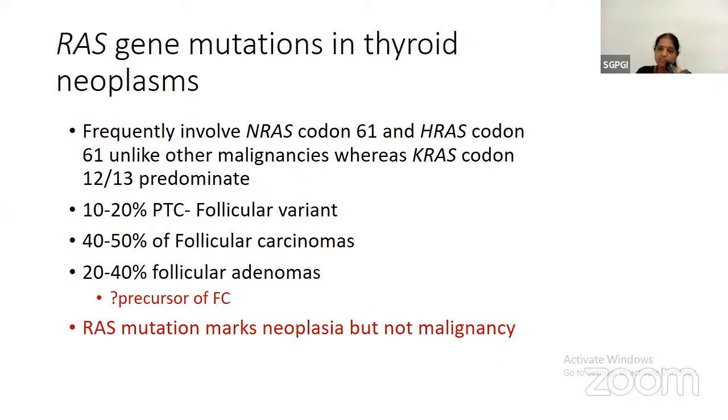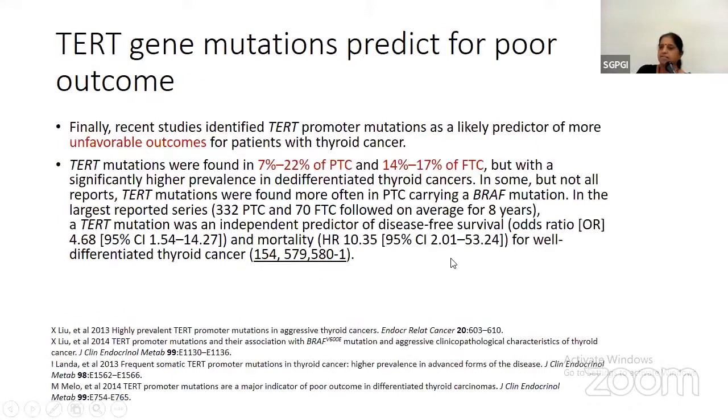As far as RAS gene mutations are concerned, these are the percentages, but remember that RAS mutation comes up in both adenomas and carcinomas. It marks neoplasia, but not malignancy. As far as TERT gene mutations are concerned, we discussed this yesterday in the panel discussion. TERT mutations are always associated with unfavorable outcomes.